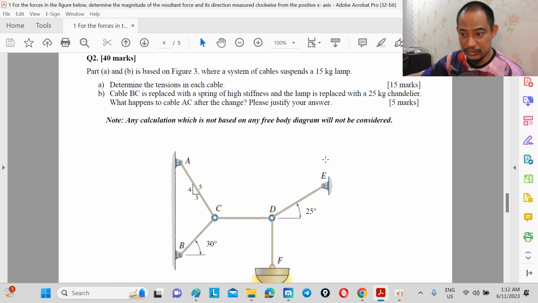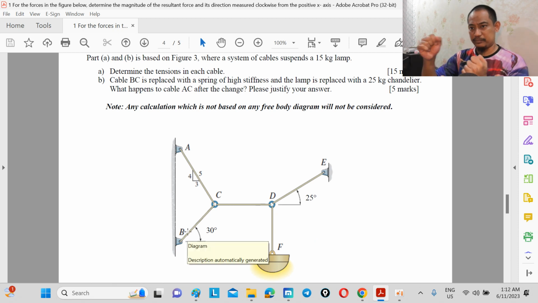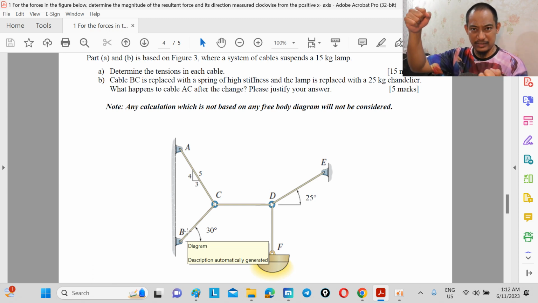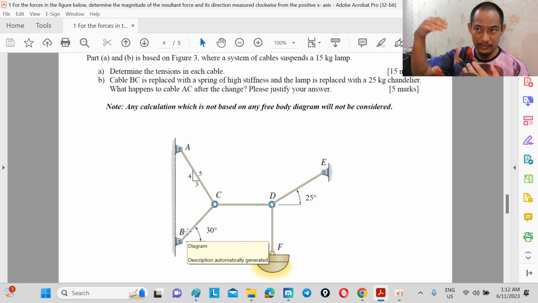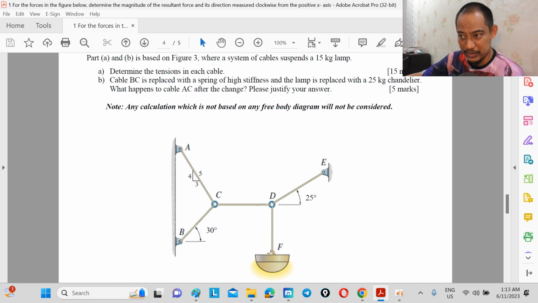Alright, let's see, cable BC. We have cable BC replaced with a spring of high stiffness. High stiffness means if it stretches, it has a strong force trying to get back to its original position, right? And the lamp is replaced by 25 kilograms, so it becomes heavier, from 15 to 25. So this one is heavier, and this one has high stiffness, right? What happened to cable AC, which is this one, after the change?